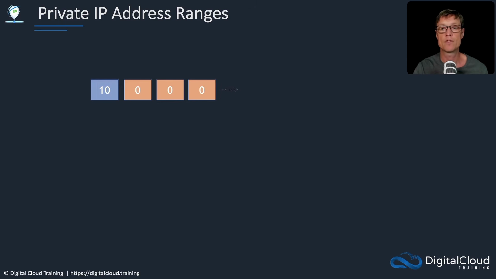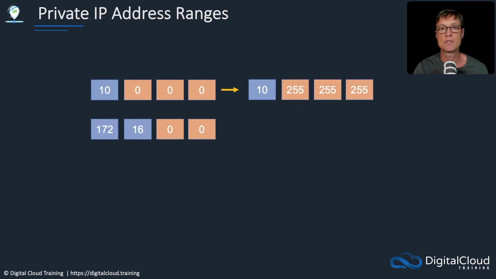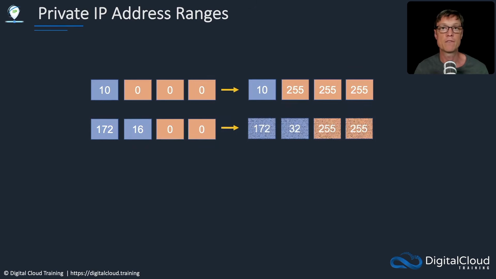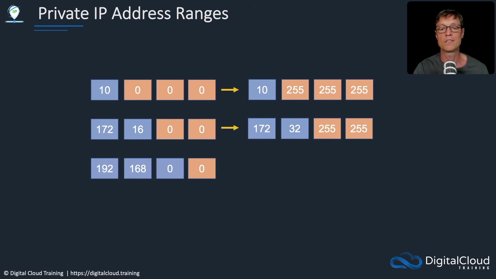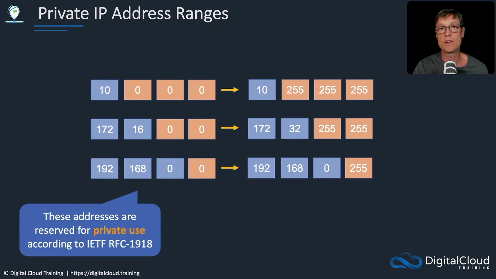We have 10.0.0.0 to 10.255.255.255, 172.16.0.0 to 172.32.255.255, and then 192.168.0.0 through to 192.168.0.255. These addresses are reserved for use in private networks, so not internet facing. You can't use these on the public internet.